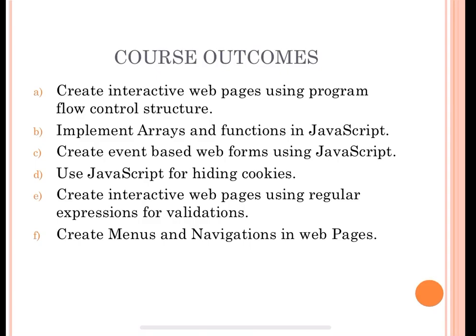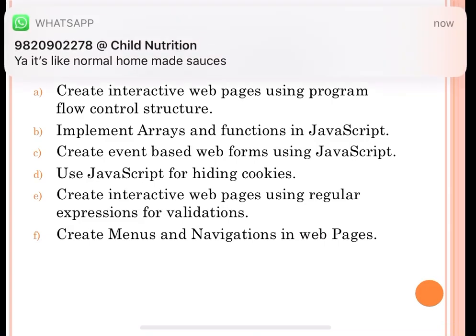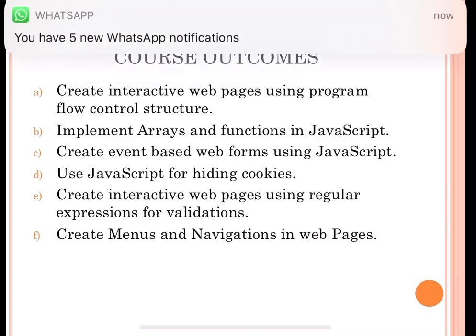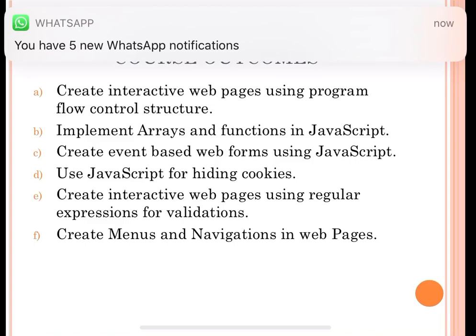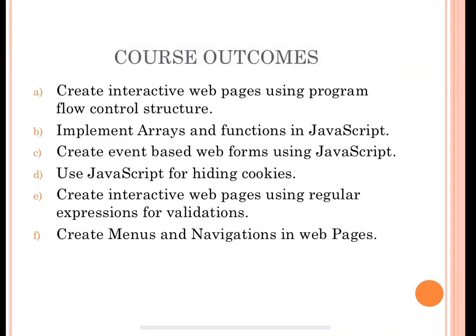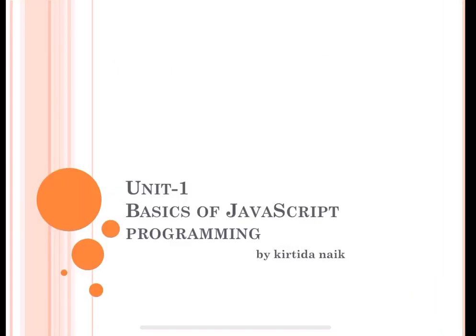This is all you have in this subject, that is, the theory exam as well as the practical exam. The theory exam will be of total 70 marks. So this is the overall view of the subject. If you have any doubts related to this, we will have an online session on Google Meet, where you can ask them. Now we'll start with our first chapter, the basics of JavaScript programming.